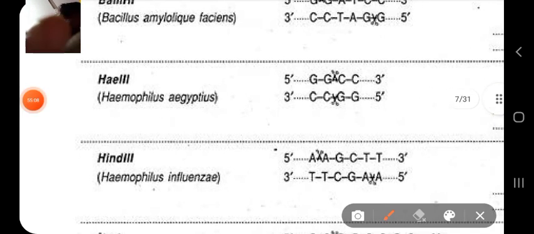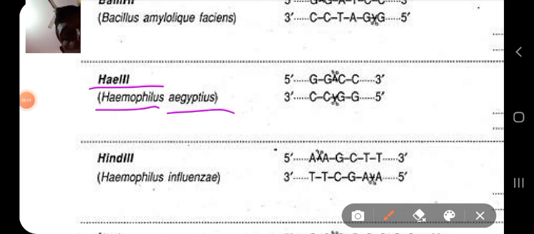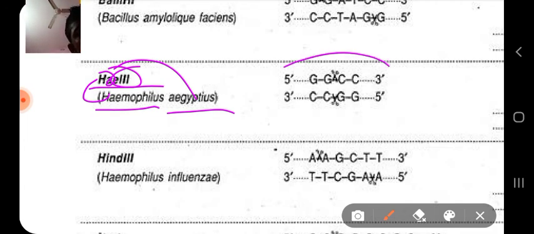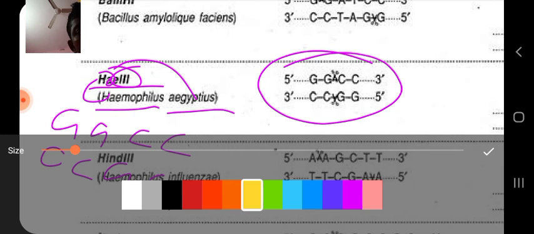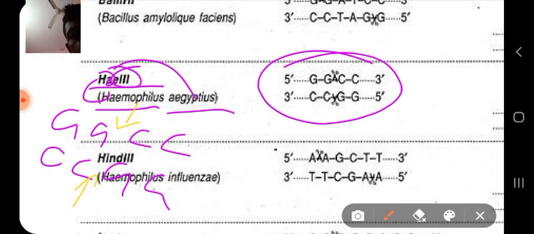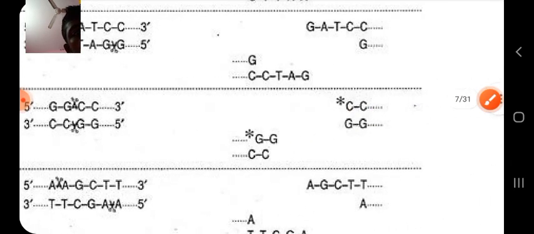Then HaeIII. HaeIII is taken from Haemophilus aegyptius. Haemophilus aegyptius. H for Haemophilus, AE for aegyptius. III refers to the third restriction enzyme which has been discovered. Simple restriction enzyme site, it recognizes double G double C, GGCC, CCGG. It cleaves between G and C, producing blunt ends, not sticky ends. Okay, just like this.